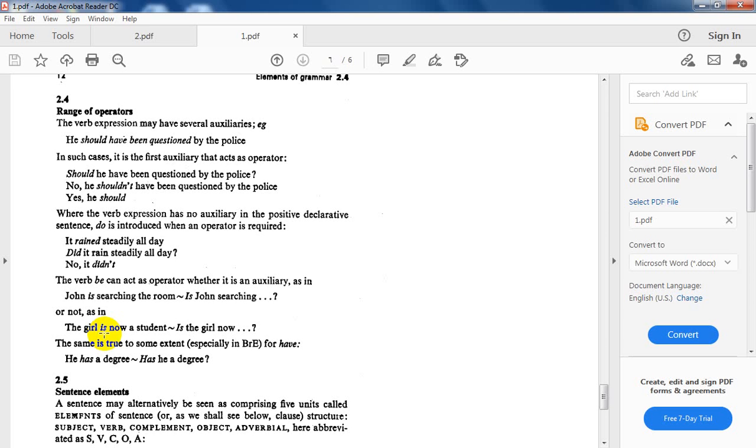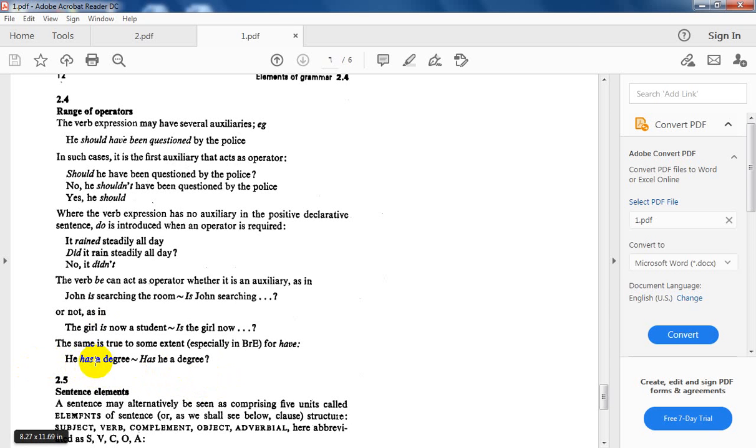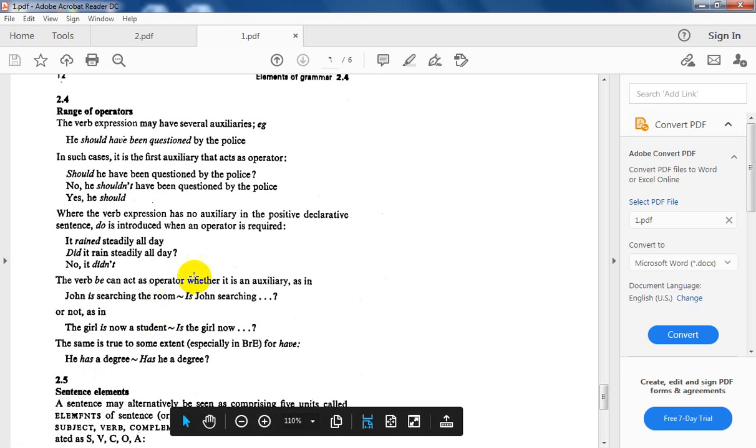The same thing is true to some extent, especially in British English, for have. He has a degree. Saying: has he a degree? In British English, saying he has a degree, keeping in mind that has may be a main verb or an auxiliary one. So I think this piece of information you have tackled before.